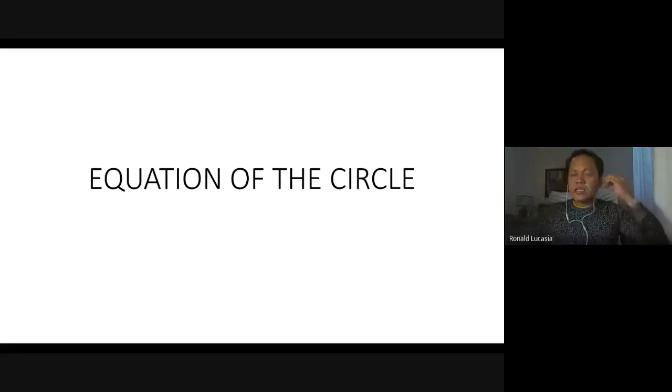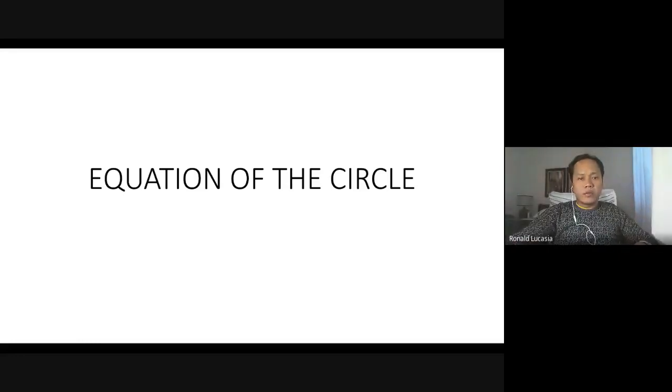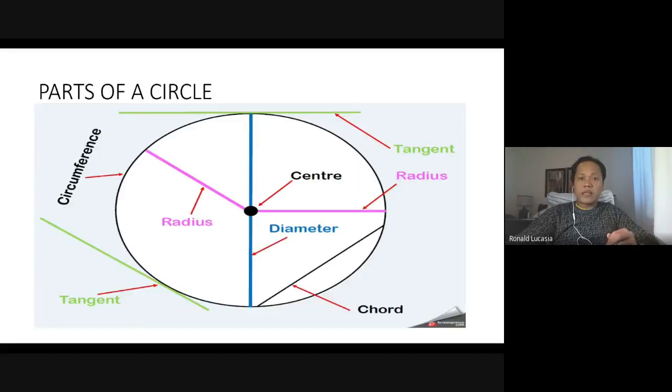Today's lesson is about circles. When you say circle, it's a round shape figure that has no corner and no edges. In geometry, we usually define a circle as a closed two-dimensional curved shape. Let us first familiarize ourselves with the different parts of a circle.